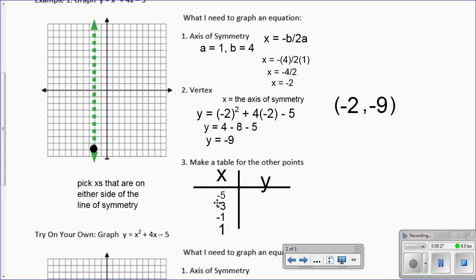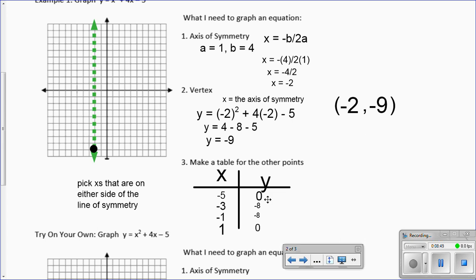So I picked negative 5, negative 3 because that's on the left side of negative 2, and negative 1 and 1 because it's on the right side of negative 2. So again, take your x values, plug them back into the equation just like we do with the vertex, and you'll get the y's. Or you can always put this equation into the calculator and go to the table part, and then you can just look at the table to get these things.